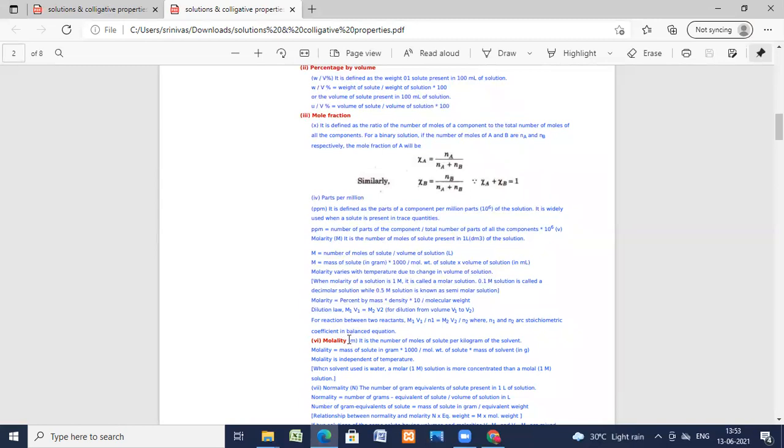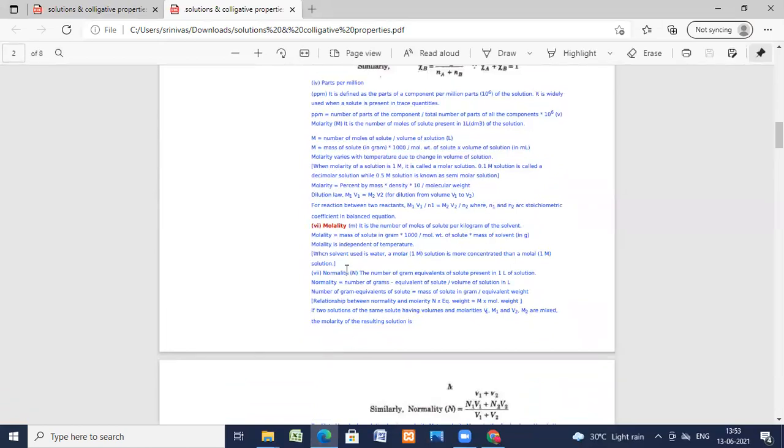Now, what is molality? It is the number of moles of solute per kg of the solvent. Molality is equal to mass of the solute in grams into 1000 by molecular weight of solute into mass of the solvent. Molality is independent of temperature. When the solvent is water, a 1 molal solution is more concentrated than a 1 molar solution.